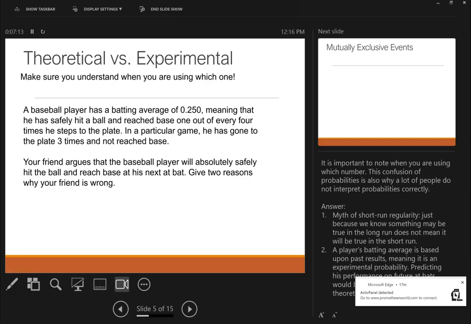All right, example. A baseball player has a batting average of .250, meaning he has safely hit a ball and reached base 1 out of every 4 times he stepped to the plate. In a particular game, he has gone to the plate 3 times and not yet reached base. Your friend argues that the baseball player absolutely safely hit the ball and reached base at his next at bat. Give 2 reasons your friend is wrong.